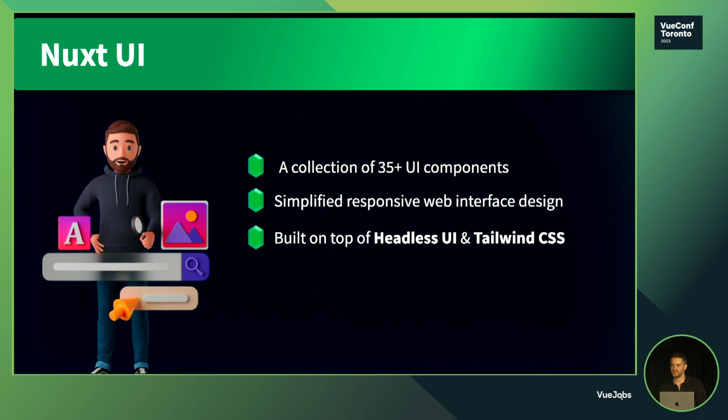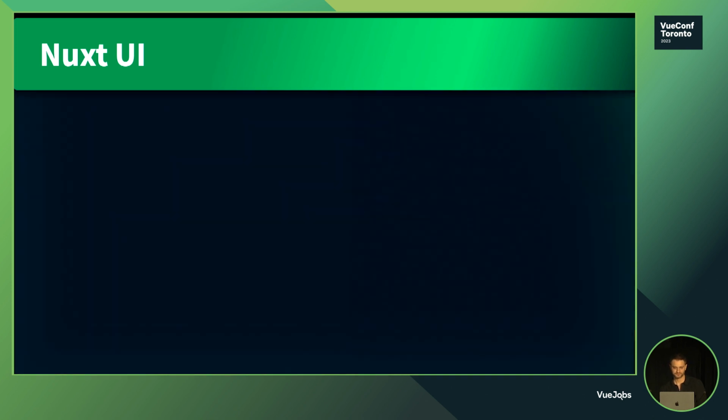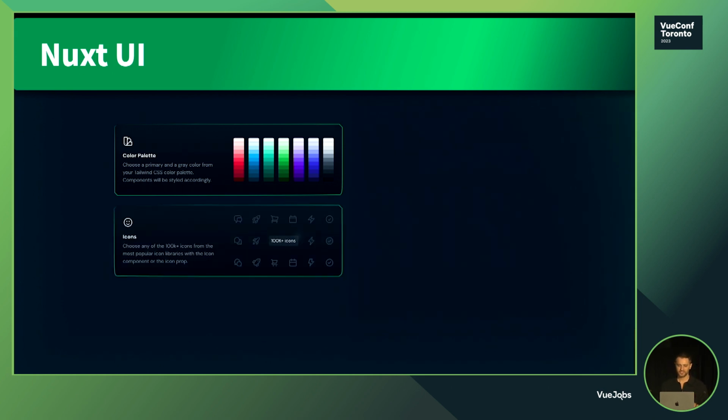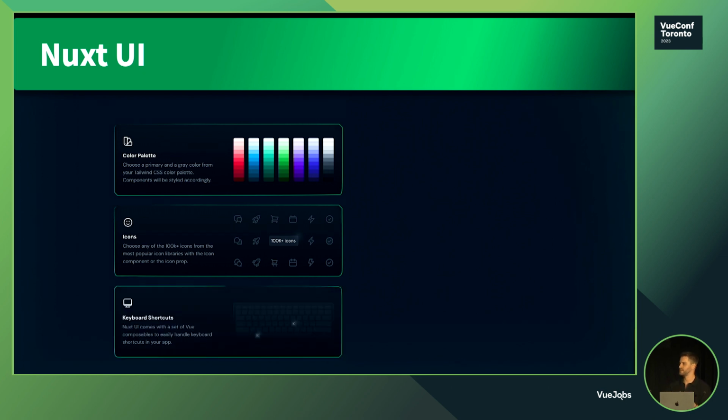And it's built on Headless UI and Tailwind CSS. So if you're familiar with either of those, then you're going to have a familiar workflow if you're working with the Nuxt UI components. With Nuxt UI, you can set up a color palette and have your components styled according to that palette. You can also have access to a diverse collection of icons really effortlessly through the icon component or prop. And it has a set of Vue composables that's going to simplify your implementation of keyboard shortcuts if you need them. And the library is fully customizable.